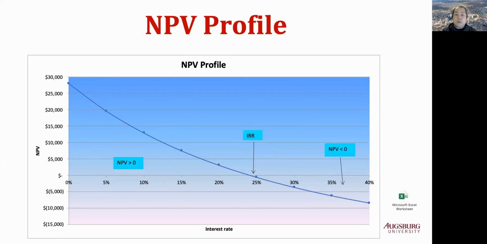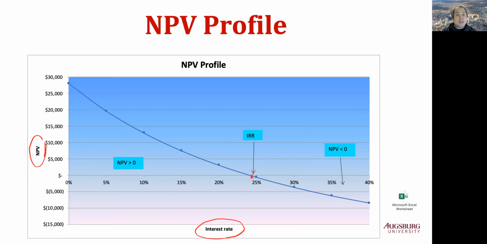Why does the decision rule work? This is a graph called NPV Profile. It is the graph to show the relation between NPV and discount rate. As you see, the point that touches 0 NPV is IRR.